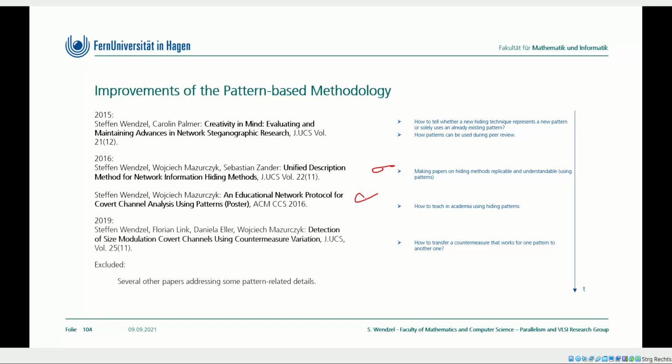And then this didactic tool was proposed, and also there is work that shows how patterns can be applied in the context of countermeasures. So many countermeasures exist for covert channels, but they are tailored to one specific hiding technique, which limits their application quite a bit. So countermeasure variation, that I will briefly introduce in chapter 7, I think, is a simple process of transferring one countermeasure that is designed for one pattern to another pattern. I excluded several other papers addressing some pattern-related details.